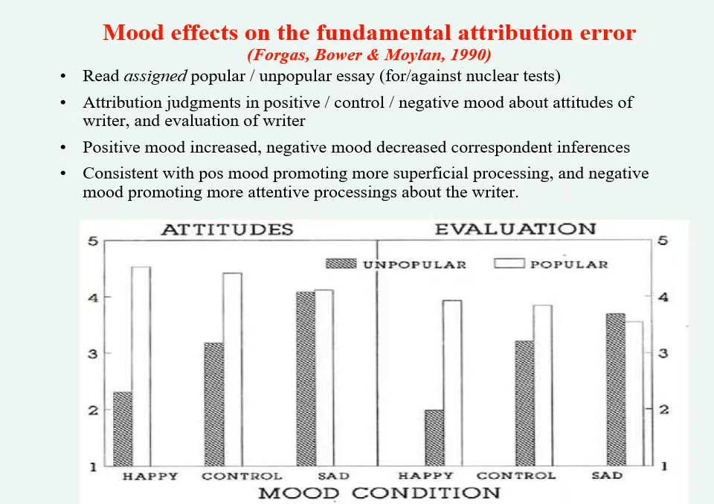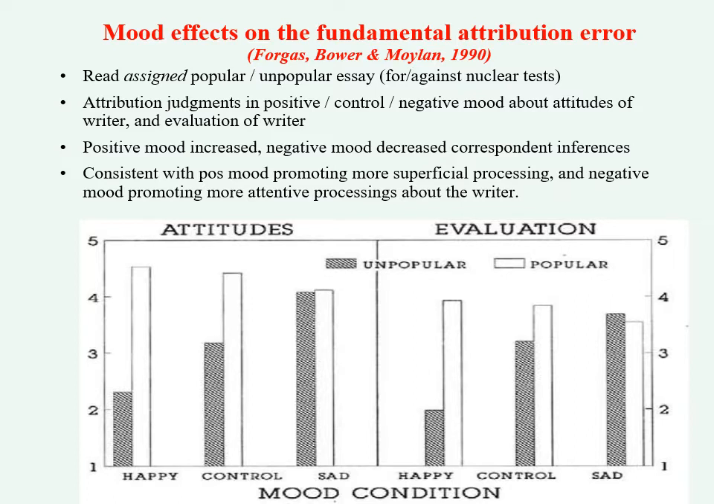In this study, we used a similar procedure to the original Jones and Davis experiment. We asked participants to rate the attitudes of a writer of an essay that was advocating either a popular position against nuclear testing or an unpopular position for nuclear testing. We manipulated the information processing strategy of the judges by inducing them into a positive or a negative mood. We do know that positive mood tends to promote a more superficial, simplified, heuristic processing style, and negative mood tends to promote a more careful and attentive processing style.